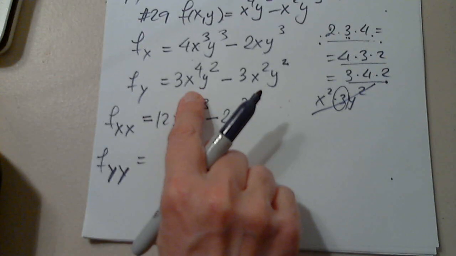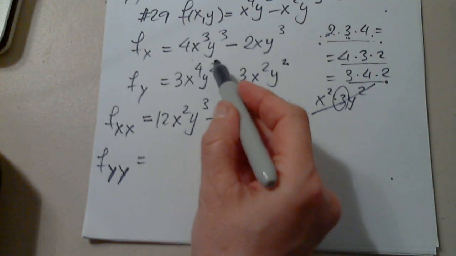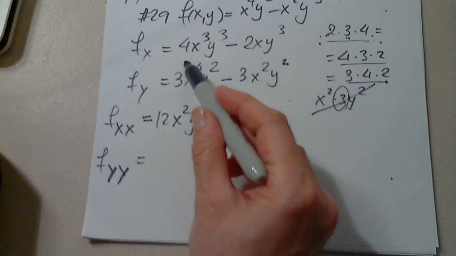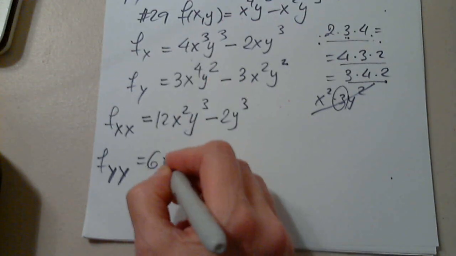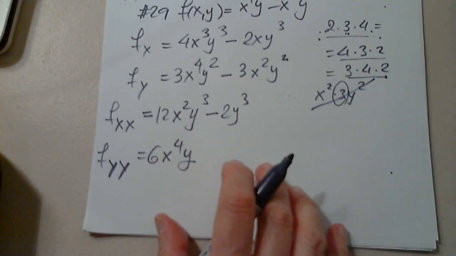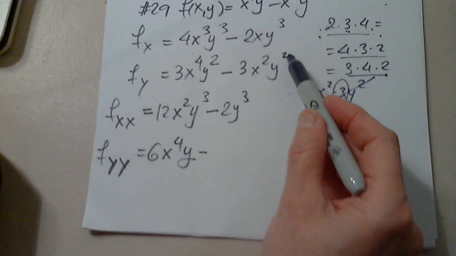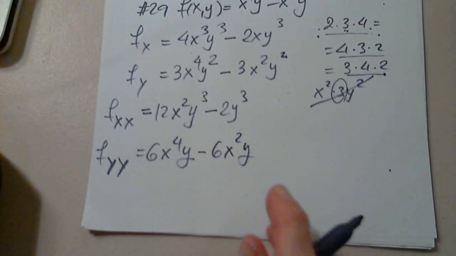fyy. We differentiate this with respect to y. 2y and then 3x to the fourth. You mean 6 x to the fourth y. Perfect. Minus 6x squared y. That's it. Two more.